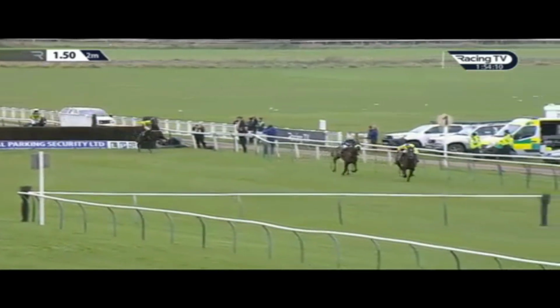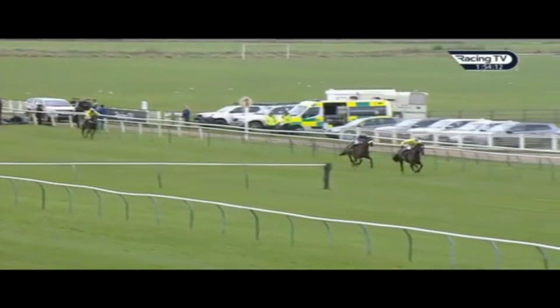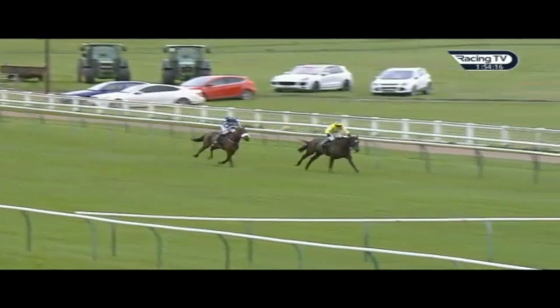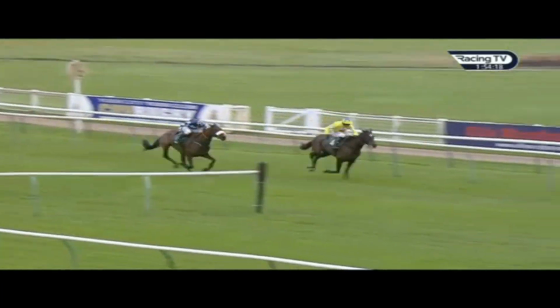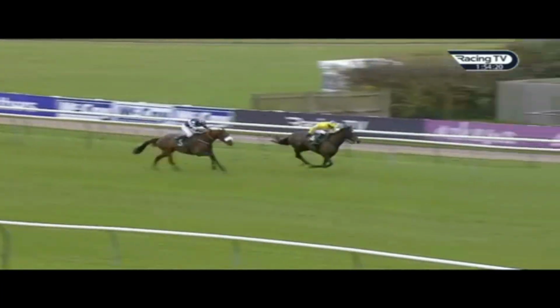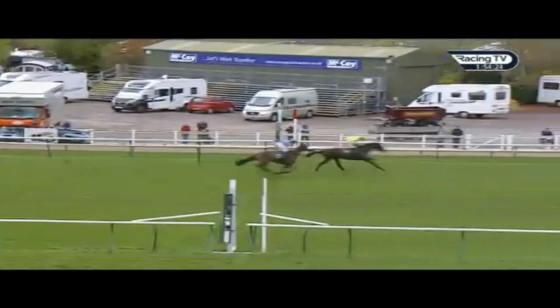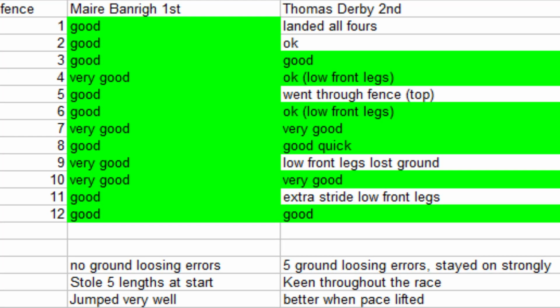Prime example. Thomas Darby went back over hurdles this term, but I felt he was going to improve. Thomas Darby made 5 ground losing errors and lost 5 lengths at the start. He did only get beaten by a length by Marie Van Rij, who jumped foot perfect around the whole of the course. It drastically over-exaggerates the bare form of Marie Van Rij.